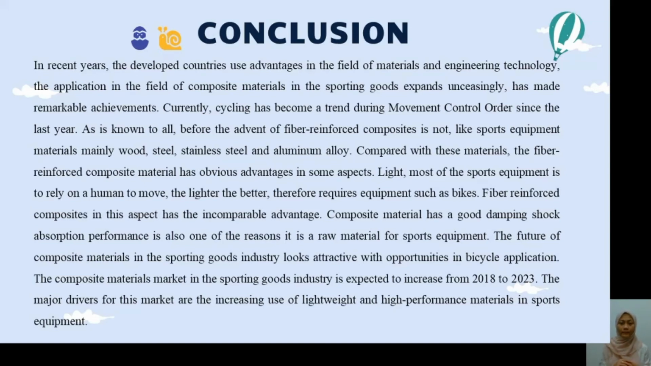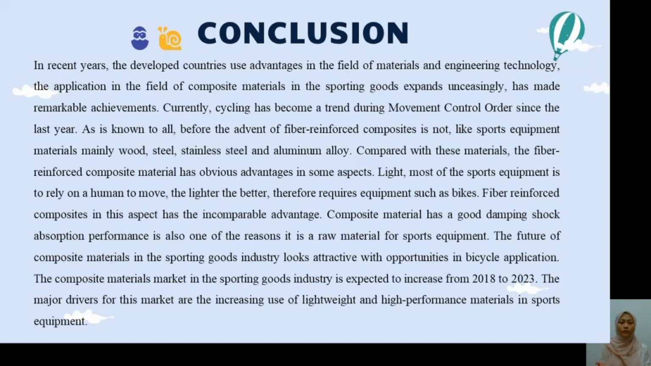One of the advantages is light. Most of the sport equipment relies on humans to move. The lighter the better. Therefore, it is required for equipment such as bikes. Fiber-reinforced composite in this aspect has incomparable advantage. Composite material has a good damping shock absorption performance. It is also one of the reasons it is a raw material for sport equipment.